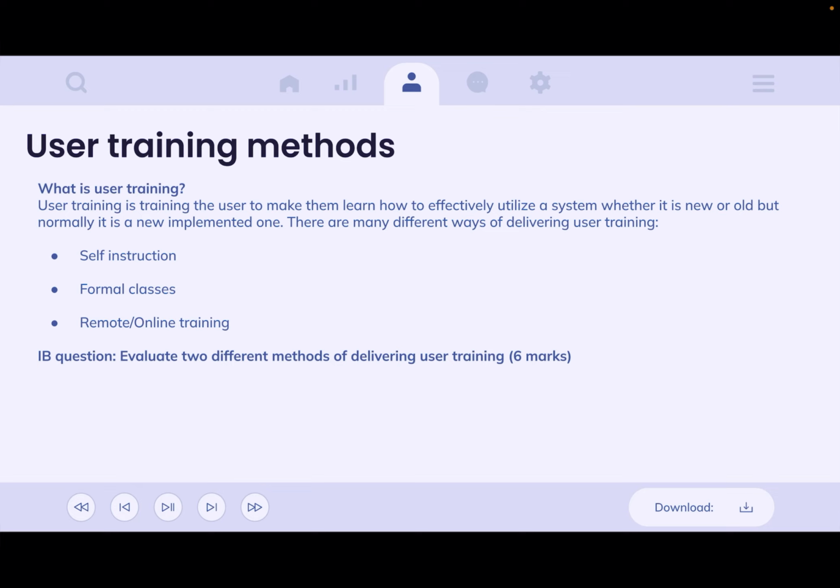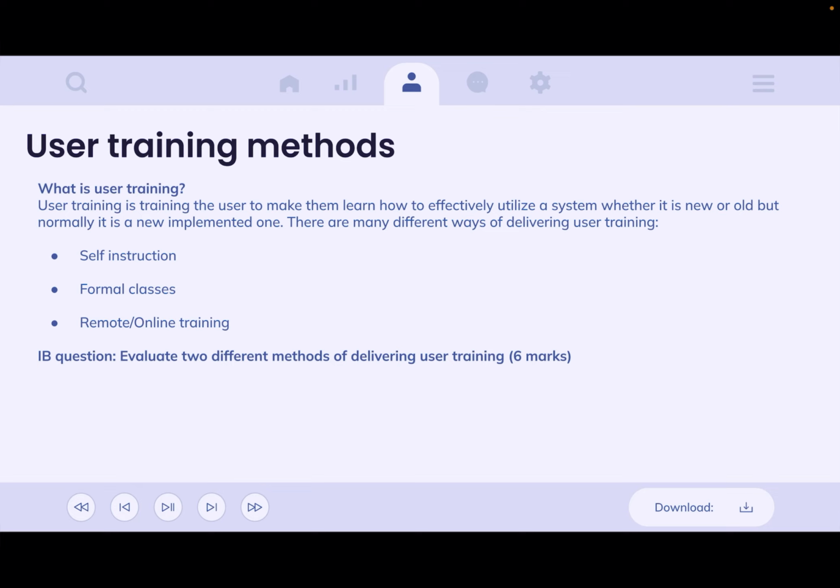The first way is self-instruction. Users can learn how to use a new system on their own, provided they have the right material to learn from. The material can take the form of reading a manual or watching a tutorial. An advantage is that it is very cheap, as you only need materials. However, users have no guidance, so they might feel lost or overwhelmed.